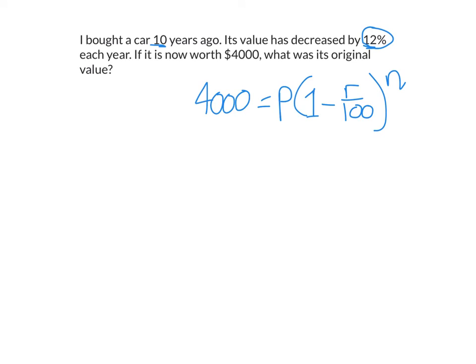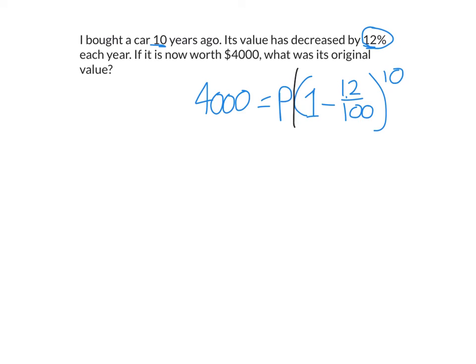We know what R is because it's decreasing by 12% each time. So I'm going to replace R with 12. So it says that it's decreased by this amount each year for 10 years. So once a year, each year for 10 years, of course, that means N is 10. So the thing we're trying to find out is P, the original value. So all we need to do is rearrange this equation. So how do I actually do that?